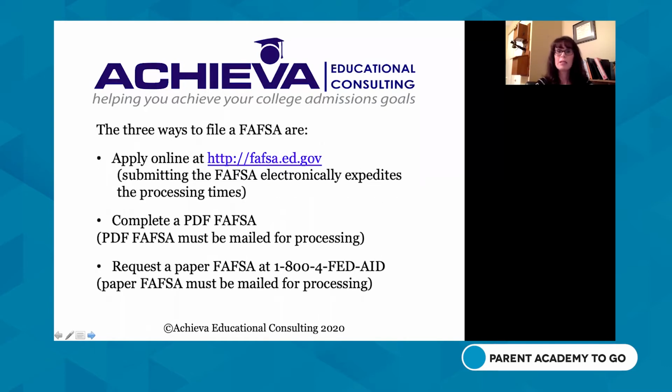There are 3 ways to file a FAFSA. You can apply online, which is the recommended and the quickest way to get your application processed. You can complete a PDF of the FAFSA, and then you print it and mail it, and that will be processed by the Department of Education. Or you can request a paper copy at 1-800-FED-AID, and they'll mail you the paper copy, and then you'll complete it and mail it back for processing. The FAFSA needs to be completed and submitted every year your student is in college.